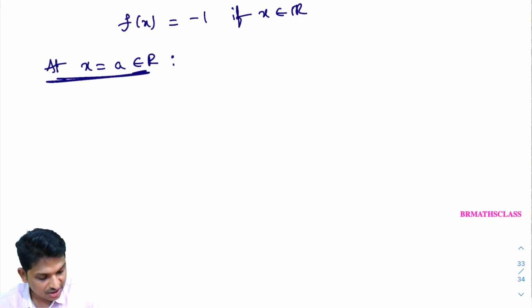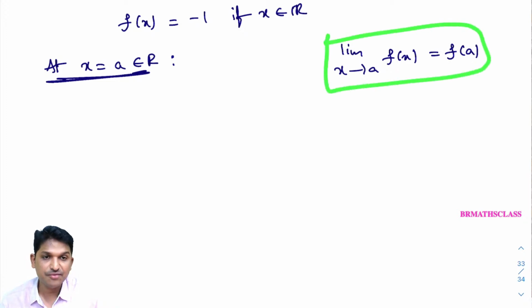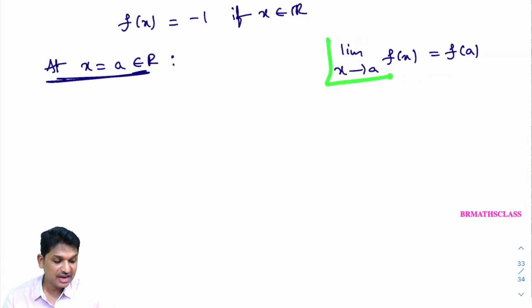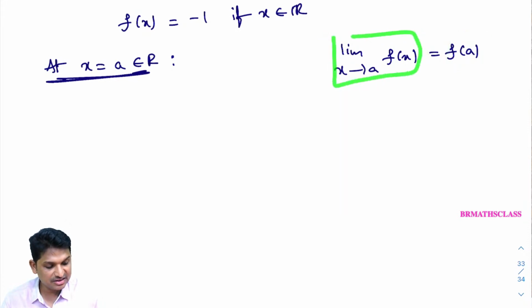This is the function. So first thing, what is the hero of this story? Limit x approaches to a, f of x equal to f of a. Then I say that this function is continuous at x equal to a. So first I'll calculate this one, next I'll calculate this one. If both are equal, then I can say that this function is continuous at x equal to a.